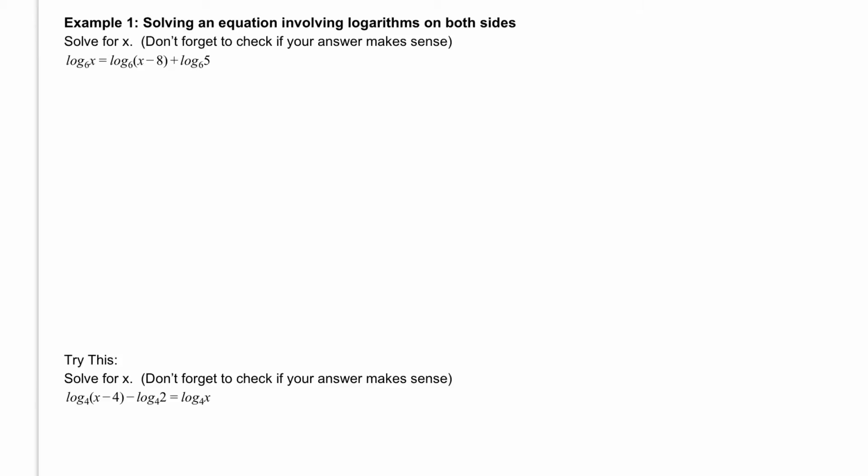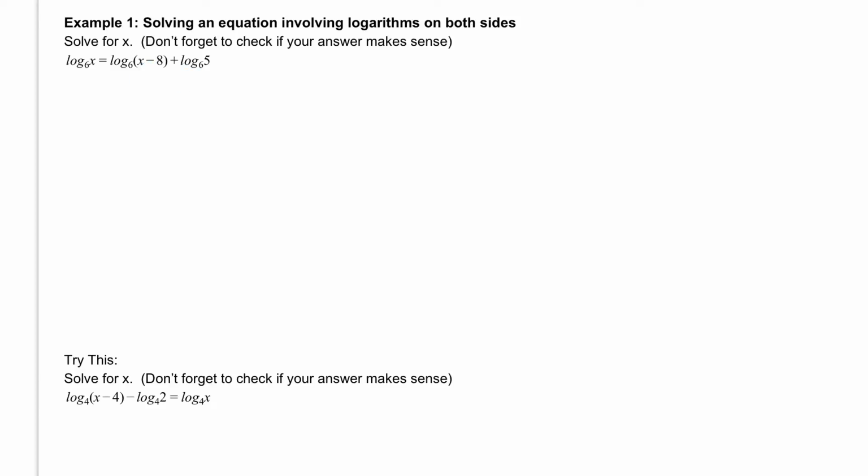In example 1, we are going to solve for x. We need to use our properties, though, in order to help us out. If you notice, we have two logs on the right-hand side, and those two logs are being added together. So we're going to use our properties of logs that says if we are adding two logs that have the same base, we can multiply what's inside.